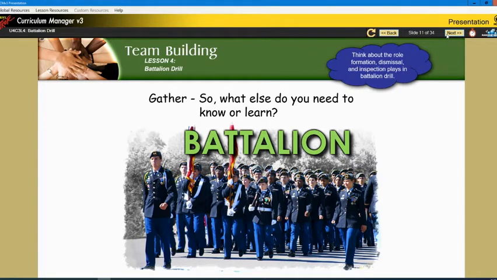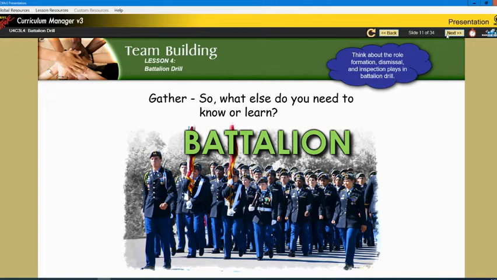The role, formation, dismissal, and inspection plays a battalion drill. So formations have got to be a lot larger because you've got a lot more people. Your average military battalion, you're looking at 1,000 people, 600,000 people, sometimes more, sometimes less.